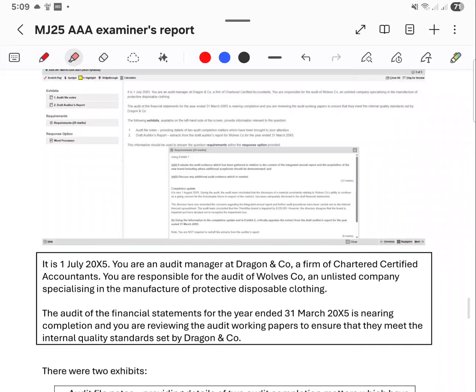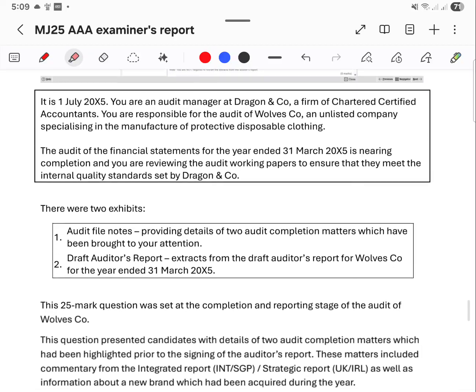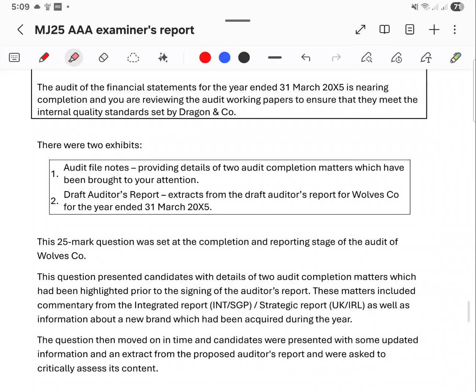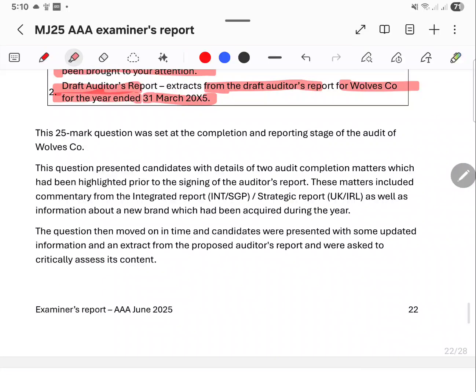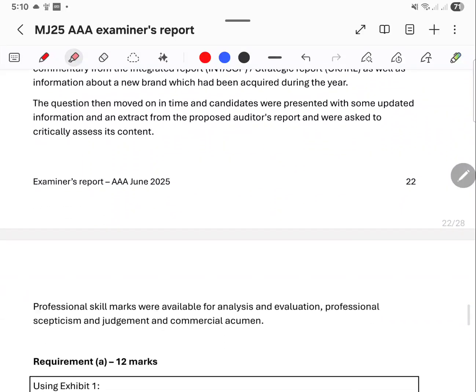So, last question, and here it is. Two exhibits, audit files providing details of audit completion matters which have been brought to your attention, and a draft auditor's report, an extract from the auditor's report to Wolves Company for the year ended 31st March 2005. So, here it is.